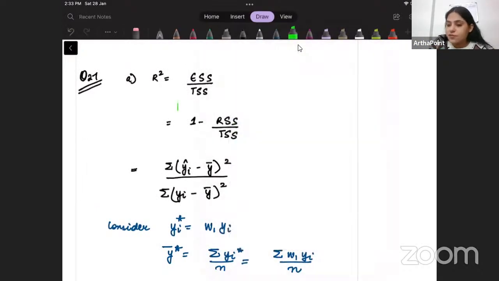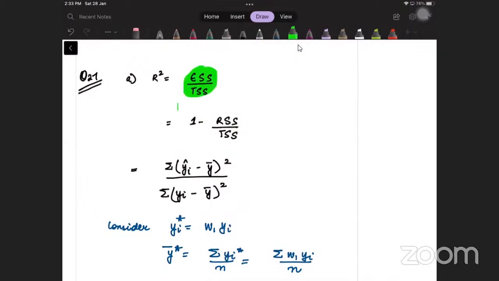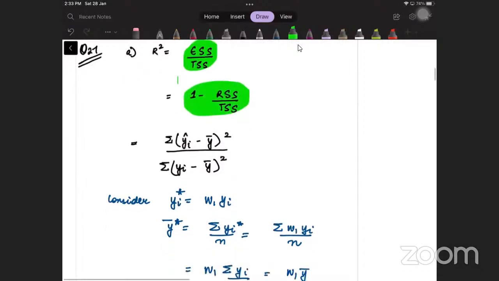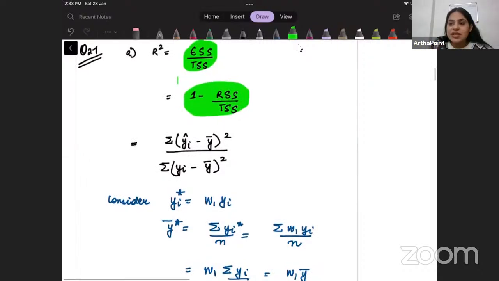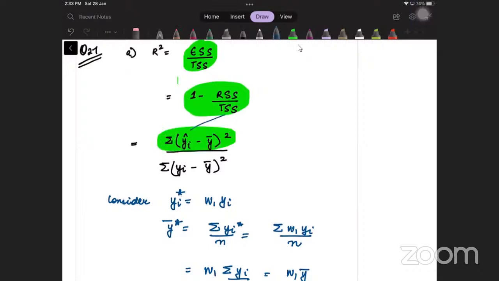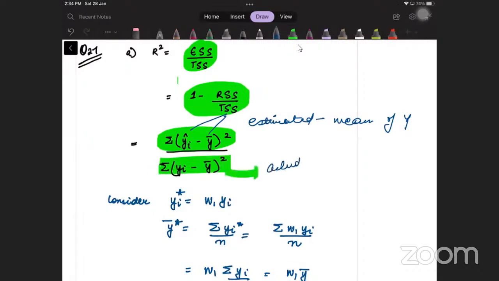The first property is the formula of R square. It is ESS by TSS. This formula can also be written as 1 minus RSS by TSS. The explained sum of square is the squared deviation of the difference between the estimated value of y and the mean value of y. So estimated, please do the last 3 lectures very well that I have done, minus mean value of y. And this is the actual value of y minus the mean value of y. So this is the total sum of square, actual minus mean.